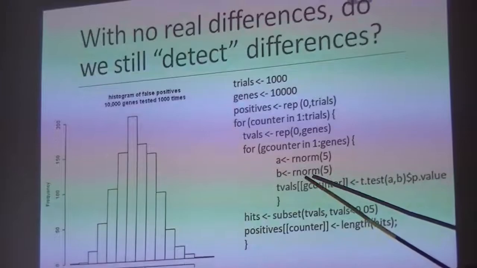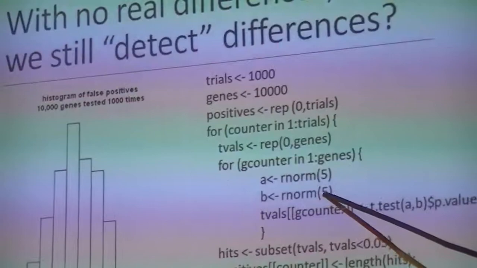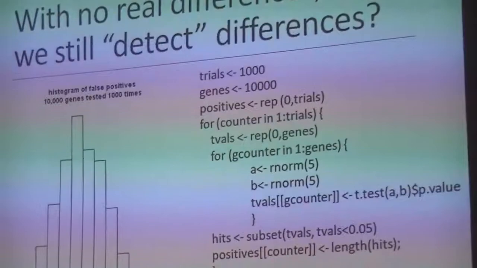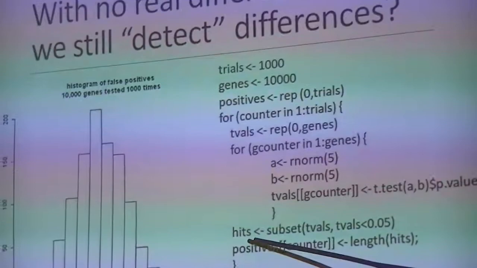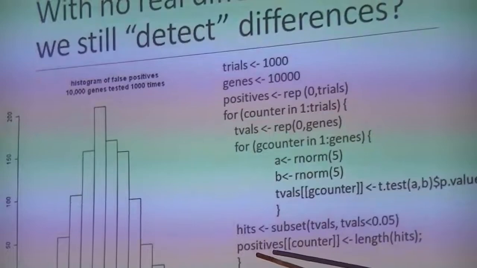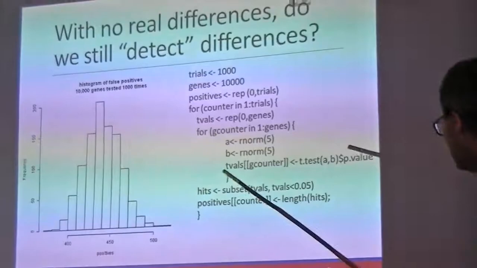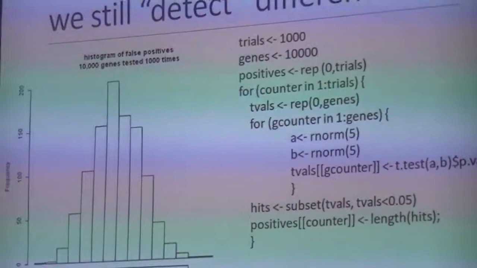So for each of my trials, I am going to run 5 A's and 5 B's in 10,000 genes. And each time, I'm going to create this vector of all of the p-values that came back for my 10,000 genes. And then for each trial, I'm going to ask how many of these genes were hits. And I'm going to use the ordinary old rule. I'm going to say, if it produced a p-value of less than 0.05, it's a significant hit. All right? So I've done 10,000 genes. These are uncorrected p-values. I'm not even doing the eBayes thing. I'm just doing an ordinary old boring t-test, and I'm grabbing out the p-values.